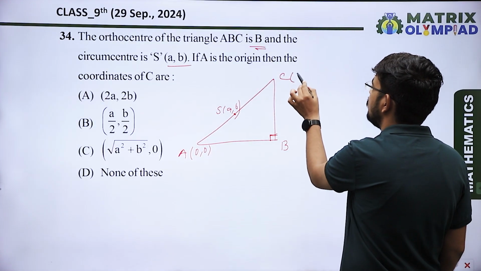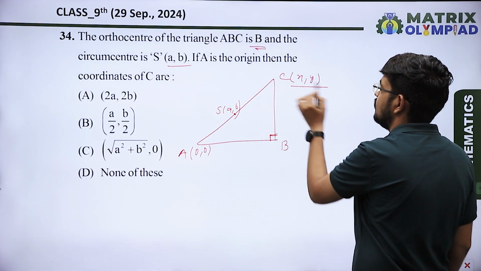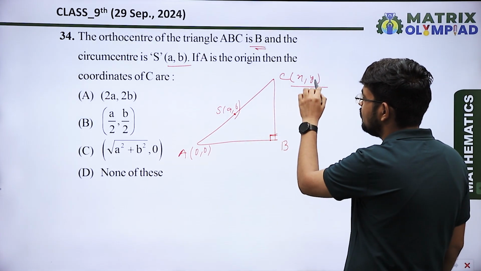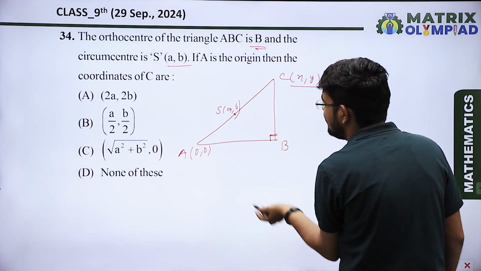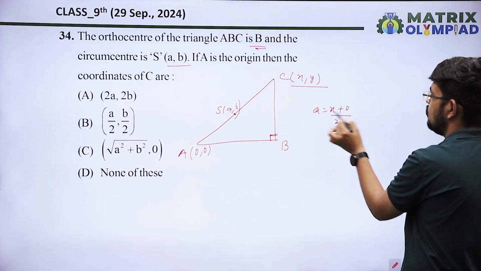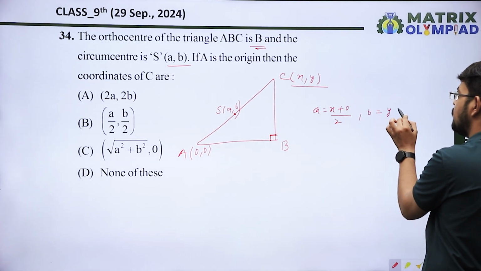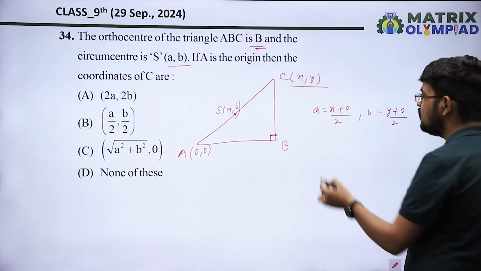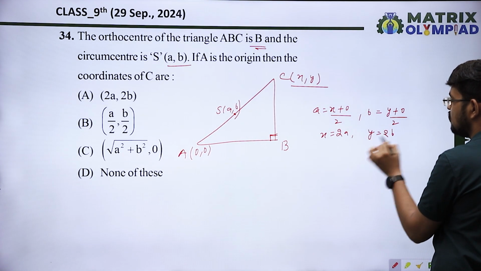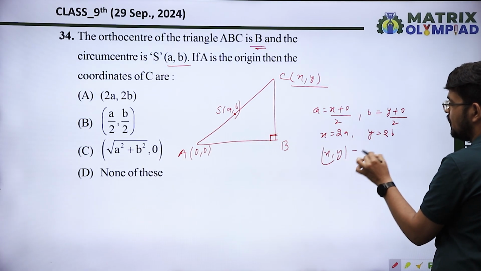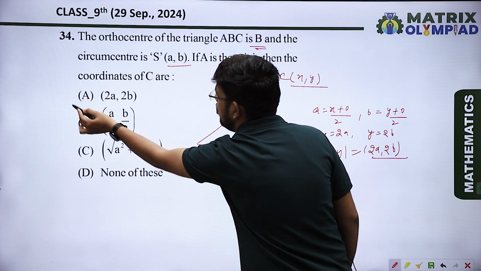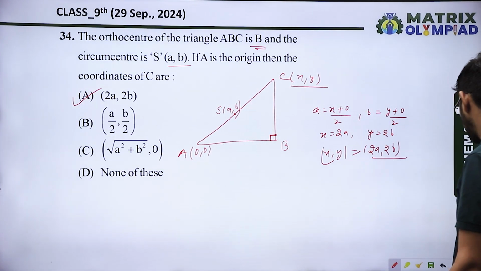Now we have to find the coordinate of C. If it is the circumcenter, the circumcenter will be the midpoint of A and C. It means A equals x plus 0 upon 2 and B equals y plus 0 upon 2, using the midpoint theorem. So x equals 2A and y equals 2B. So x comma y will be 2A comma 2B. So the coordinate will be option A, 2A comma 2B.